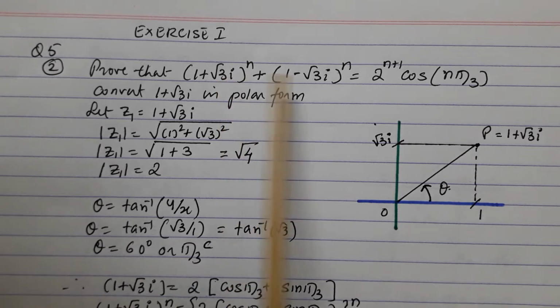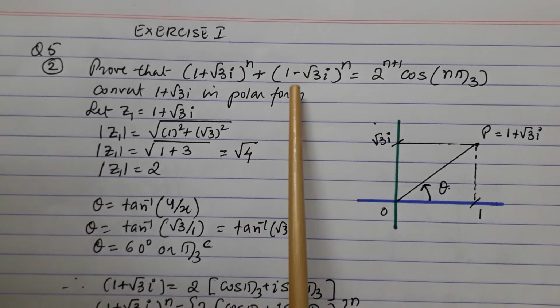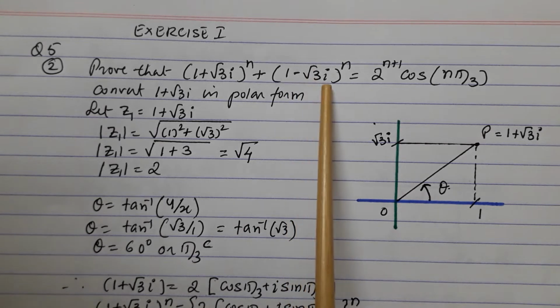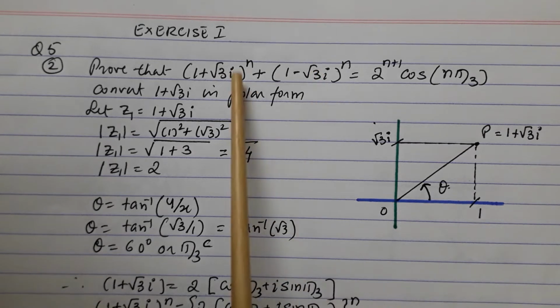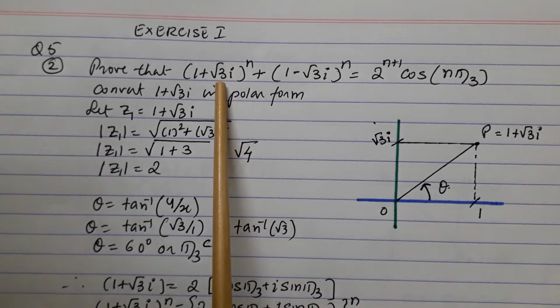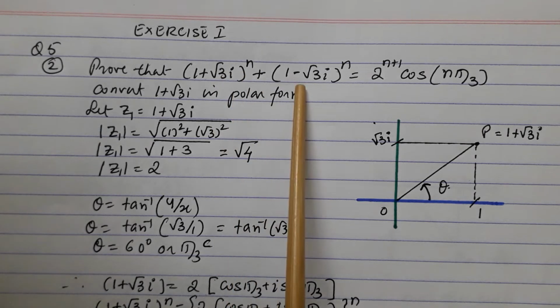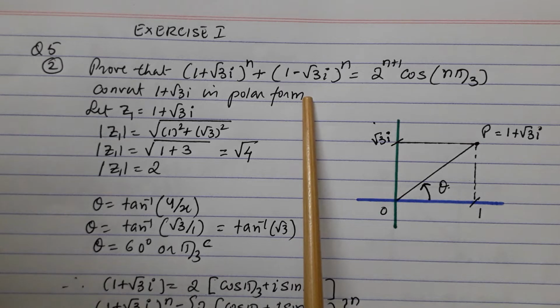Now, the left hand side has two complex numbers, (1 + √3i)^n and (1 − √3i)^n. We need to expand this and then we need to add the two complex numbers. Now to expand these, we will need De Moivre's theorem.